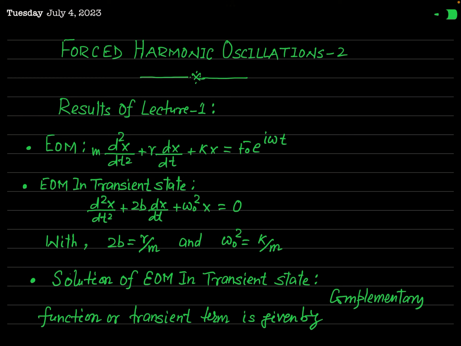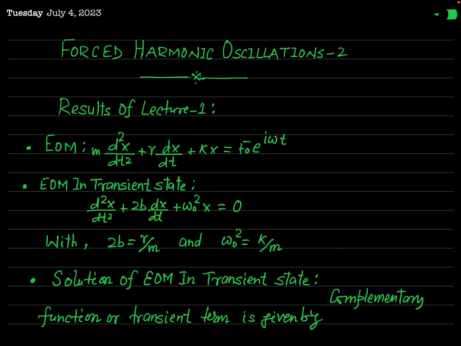The aim of this second part of the lecture is to discuss the steady state solution of the equation of motion of the forced harmonic oscillator. We have already discussed the solution of the transient state of the oscillator in the first part of the lecture. So you can see I have mentioned here all the important results which we discussed in the first lecture on this forced harmonic oscillation.